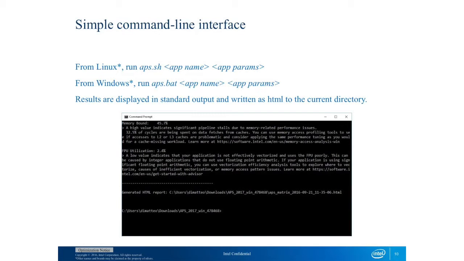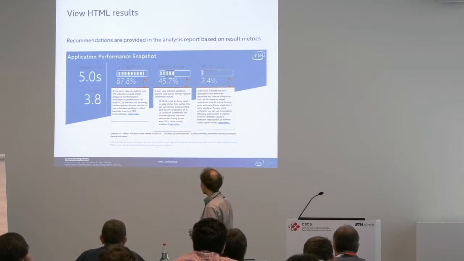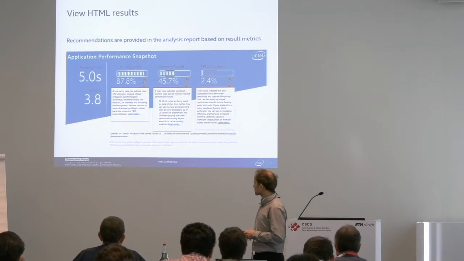And the way to use that is on Linux, we obviously talk only about this aspect, is you would write APS.sh, the application name, and then the application or workload arguments, and that's it. I think then you get this HTML output and some ranking.